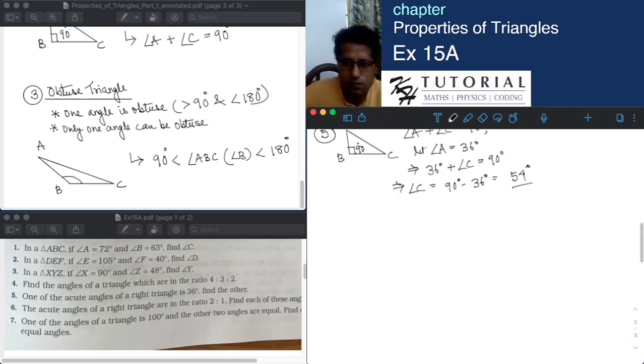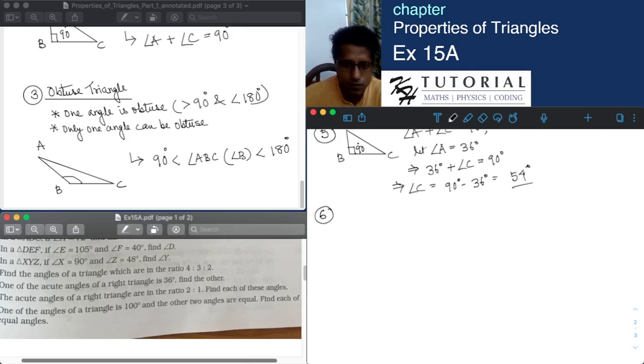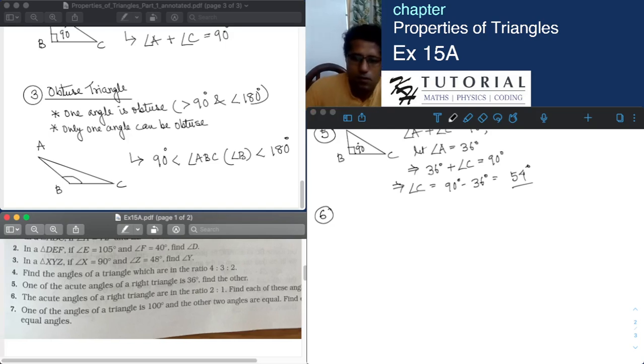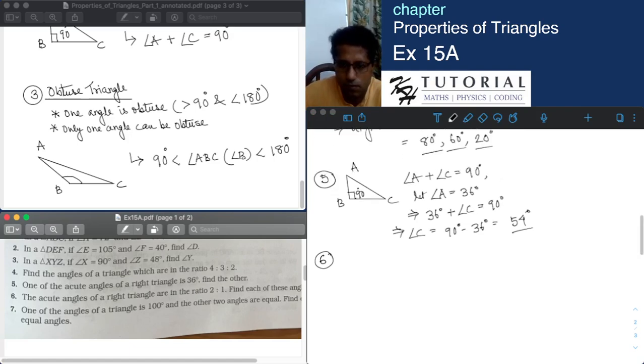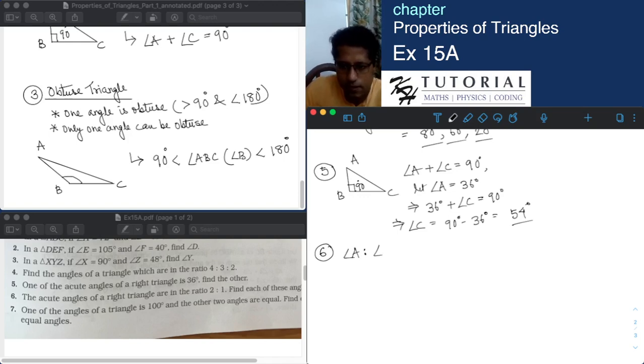Let's do problem number 6. Problem number 6 says the acute angles of a right triangle are in the ratio 2:1. Find each of these angles. You can refer to the figure from problem number 5. It is given that the acute angles of a right triangle are in the ratio 2:1. So let's say angle A is to angle C as 2:1.